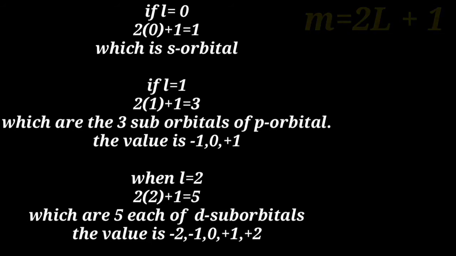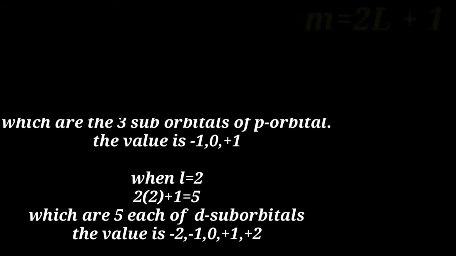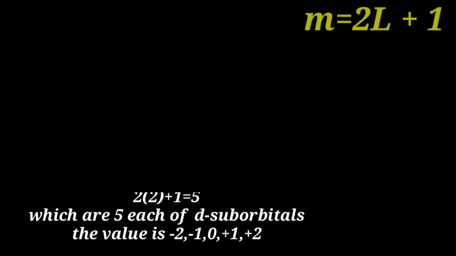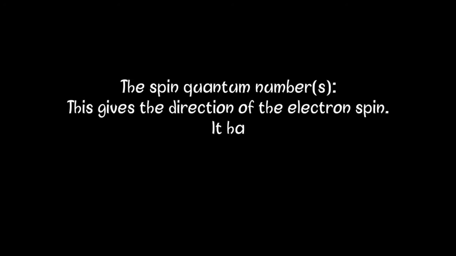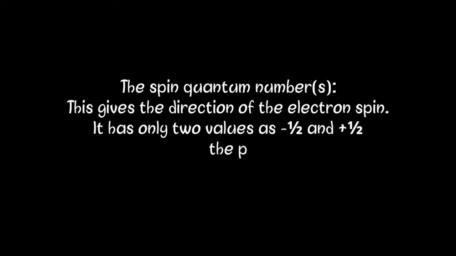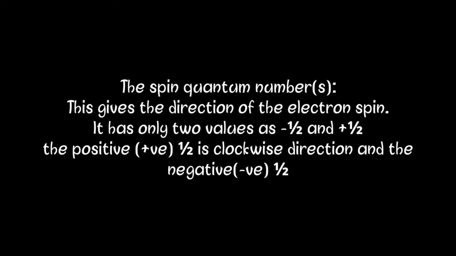Even towards university year 2, it is mostly ignored. Let's go for the fourth quantum number, the spin quantum number, S. This gives the direction of electron spin. We have these two values, minus 1 all over 2 and plus 1 all over 2, where we take the plus 1 all over 2 to be clockwise and that of minus 1 all over 2 to spin anti-clockwise.